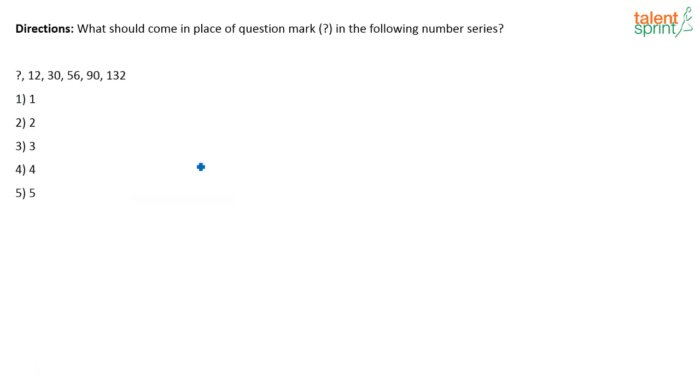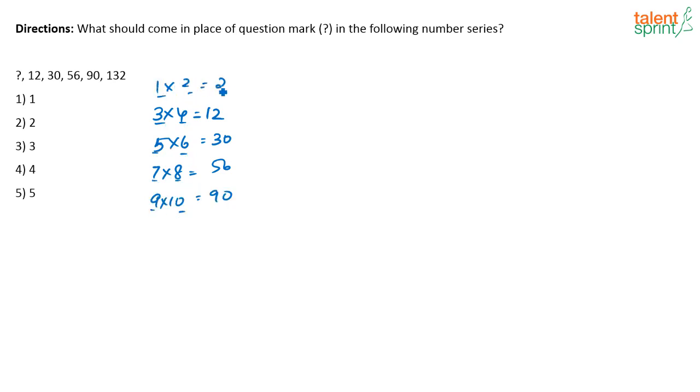Next one. So what will be the answer here? Question mark, 12, 30, 56, 90, 132. The logic here is, see, 3 4s are 12, 5 6s are 30, 7 8s are 56, 9 10s are 90. So basically 3 4, 5 6, 7 8, 9 10. So what will come here? 1 2. So 2 is the answer that you are looking for. The correct answer will be option 2.